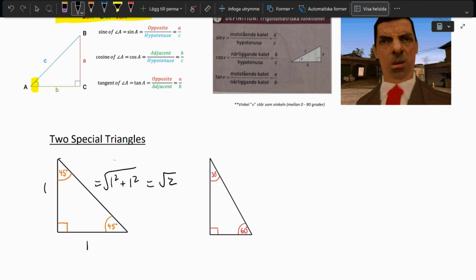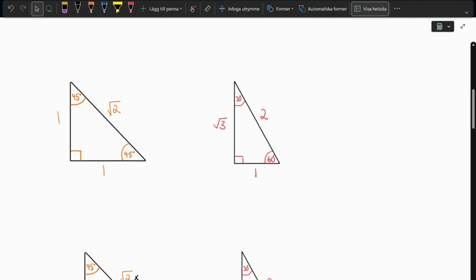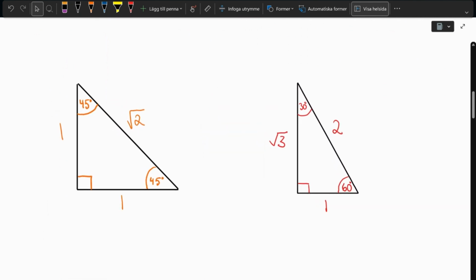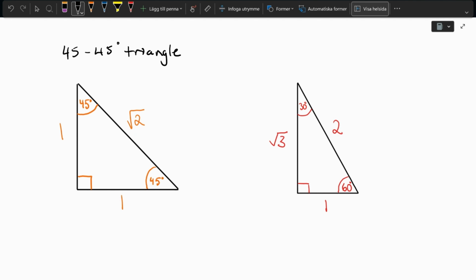The other triangle we have is the 30, 60, 90 triangle. 30 degrees is the smallest angle. So we have the smallest side 1. The largest angle is 90. So across from that will be the largest side, which will be 2. And if we use Pythagorean's theorem, we can solve that this side will be root 3. And in your free time, you can go ahead and try to test that. So we do have two special triangles. We have the 45, 45 triangle. And we have the 30, 60, 90 triangle.